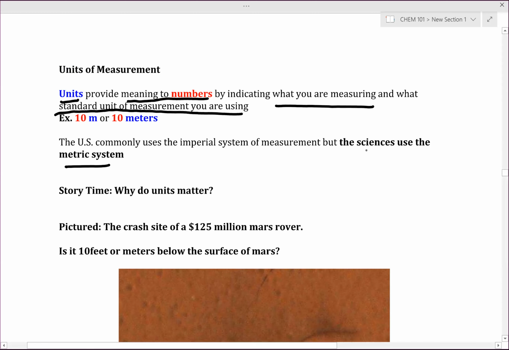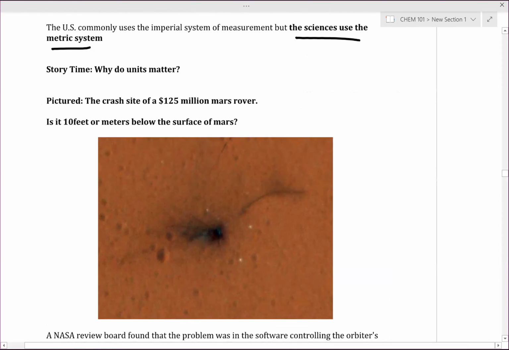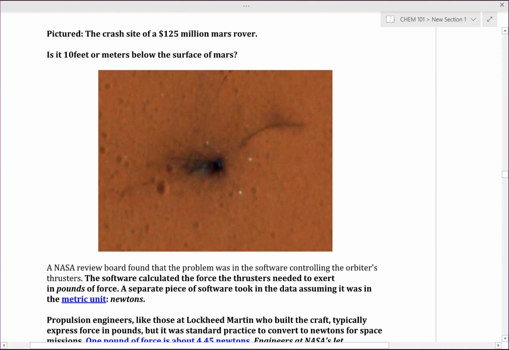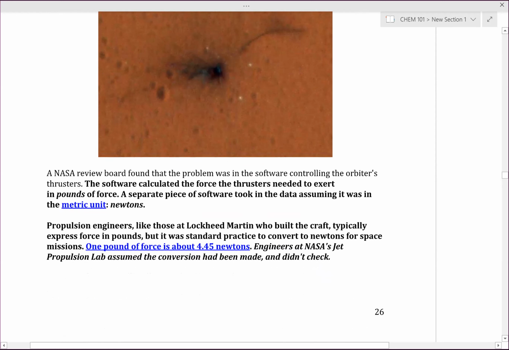And this really came to a head in this hilarious story, and it really helps you understand why units matter. You may be wondering, what exactly is this picture representing? Well, this is the crashed $125 million Mars rover. This was quite an infamous incident, and I always like to ask, is it 10 feet or 10 meters below the surface of Mars?